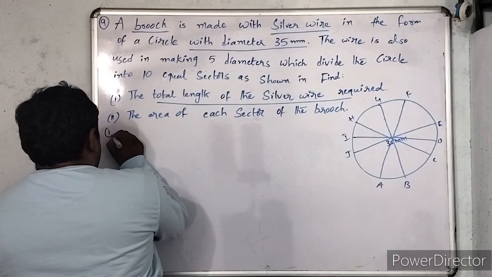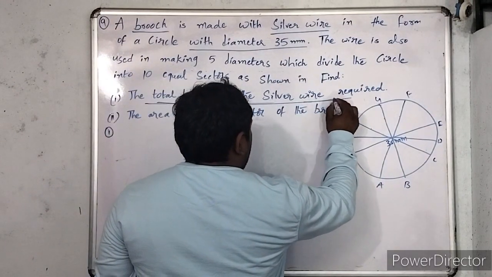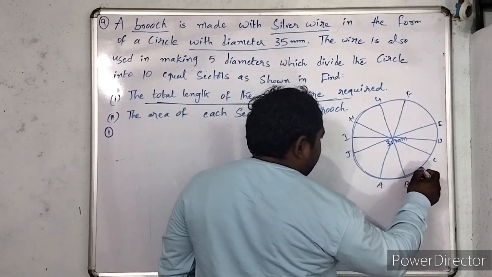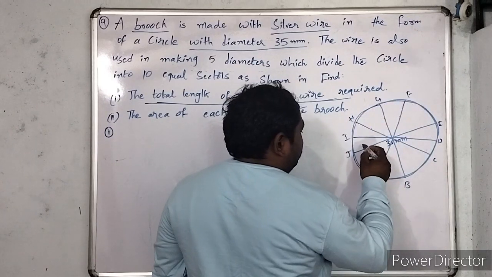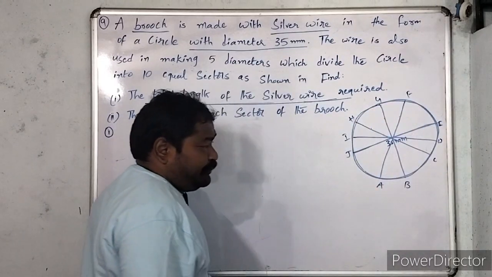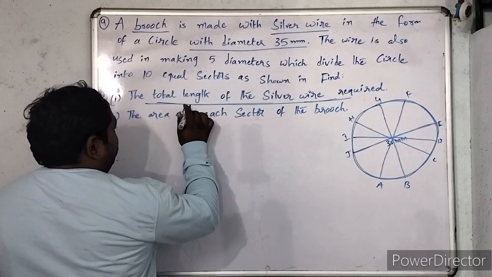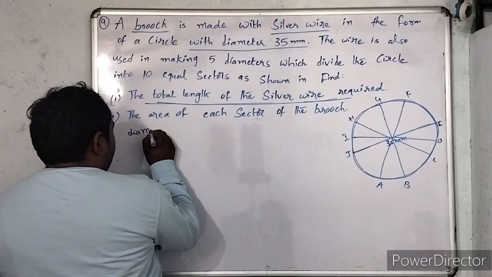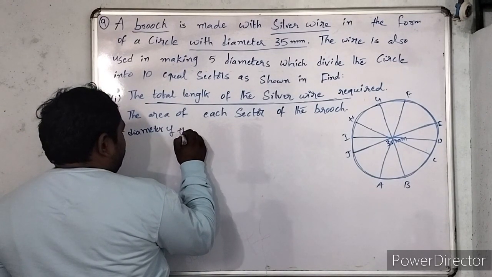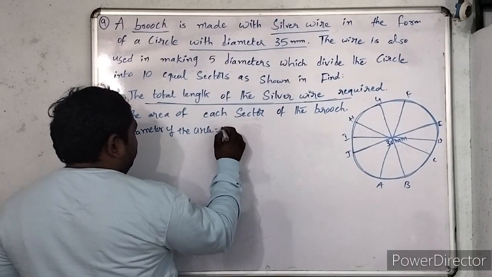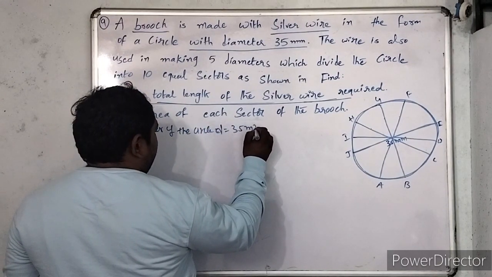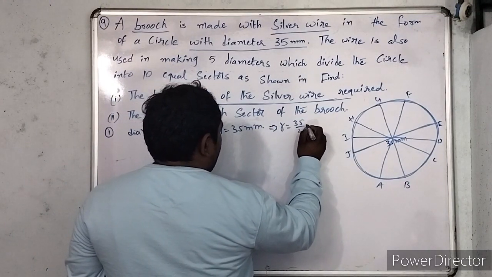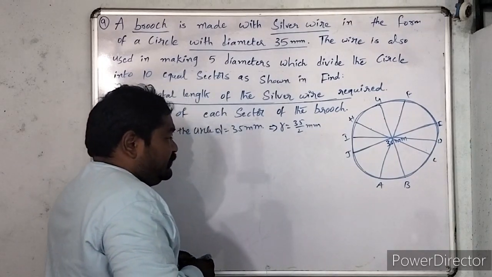To find the total length of the silver wire, first, this is the circumference of the circle. This is the diameter of the circle. First, we have to calculate the length of the silver wire. For this, the given diameter of the circle is 35 millimeters. Therefore, the radius of the circle is 35 by 2 millimeters.